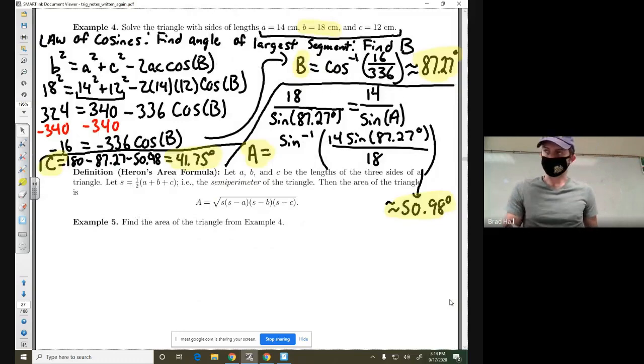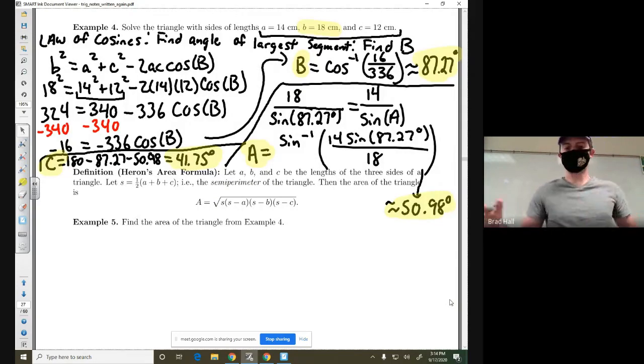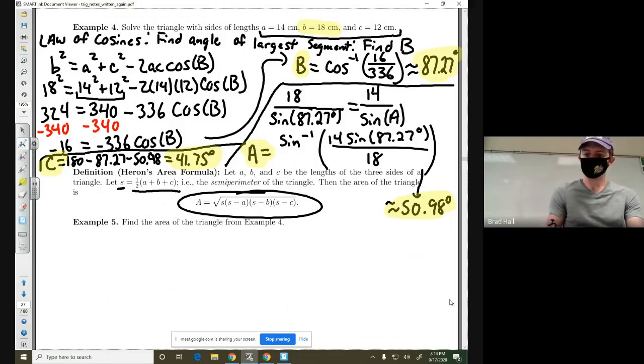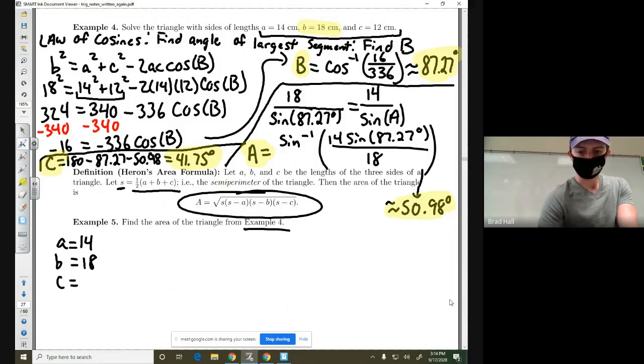Let me get through the area formula as well, because this one actually has no trig in it. It's just kind of there. They give this formula. And S, this thing S, is 1/2 of the sum of all the sides. So it wants us to figure out the area of the triangle from the previous problem. Remember, A was 14, B was 18, and C was 12. Just from the previous problem up here.